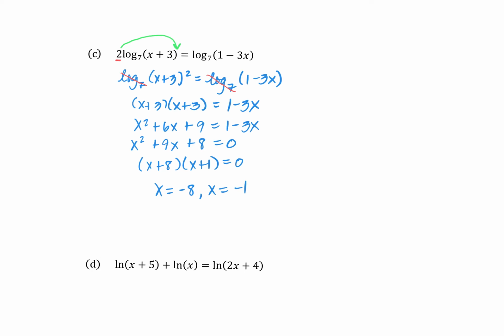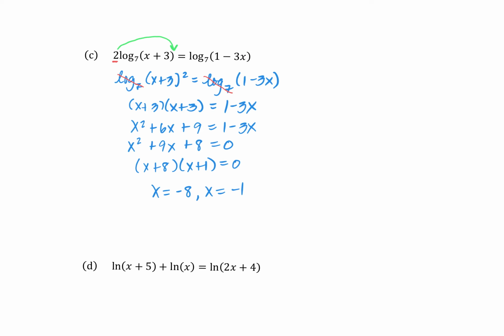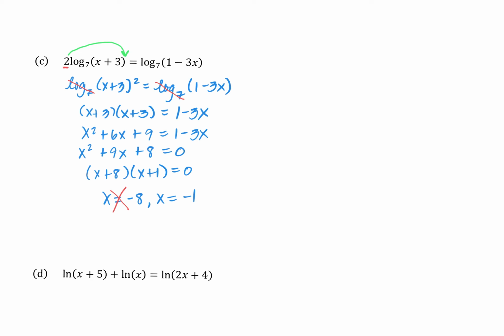Going back to my original equation, I could see right away that negative 8 is not going to work, because look at the left-hand side. If I put in negative 8 for x, I'll get 2 log 7 of negative 5. So that's not going to work. Let's look at the negative 1. If I put in negative 1 for x on the left and the right, my argument won't be negative or 0. It will be a positive number, but I'm going to go ahead and check it just to see if it actually is a solution.